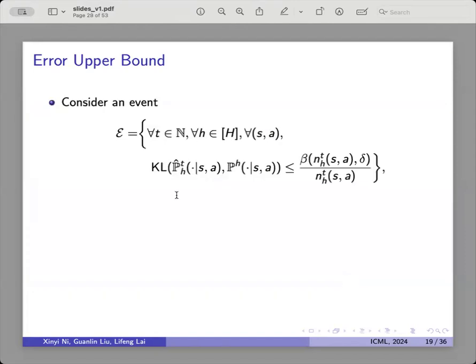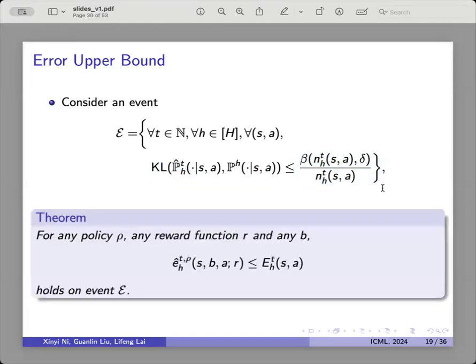And here we also consider an event in which the difference between the estimated transition probability P and the true P is measured by KL divergence, and the KL divergence is less than or equal to this parameter. And we have shown that for any policy rho, any reward function, and any B, the upper bound we defined before is actually the true confidence upper bound for the error. And this will always hold on this event.